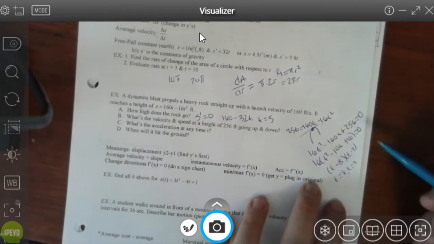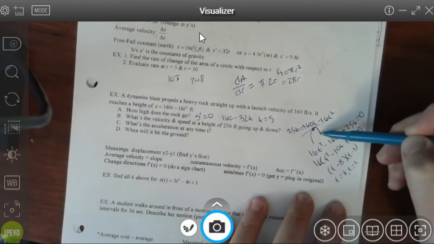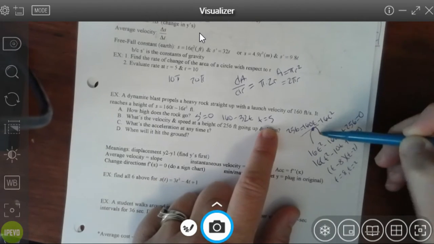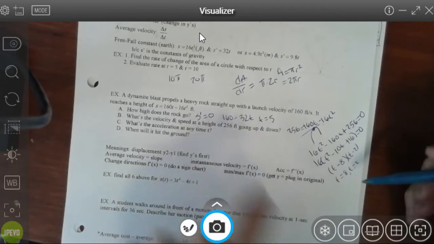That should make sense, because when the rocket's going up at 2 seconds, it hits that height, and then when it comes back down at 8 seconds, it's hitting it again. And we know that the max height is at 5 and it's a parabola, so it's symmetrical. So that makes sense that those should be the two numbers.